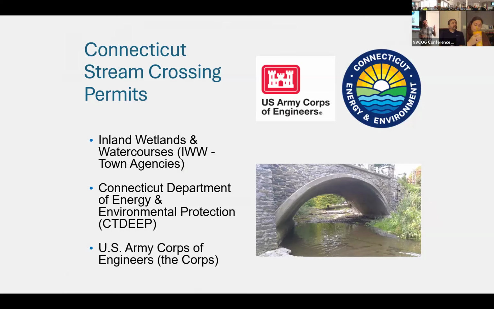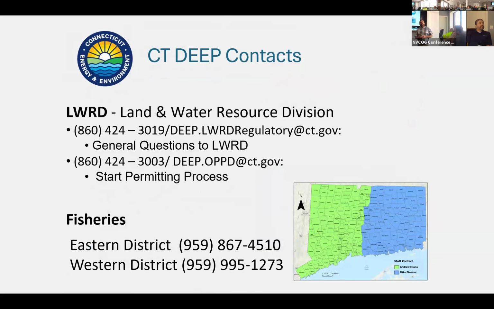So there are three major permits you're looking at, or agencies you need to get permits from: the Inland Wetlands and Watercourses Agency, our commission, the DEEP, and Army Corps. If you're gonna embark on a project, you're strongly encouraged to reach out to Land and Water, the LWRD division. That's the contact information for anybody starting that process. And then fisheries as well, because they're gonna have your back. If you're doing this in the Stream Smart method, they're gonna be advocating for this and they're gonna help you move the project along. So the sooner you engage with them, the better.